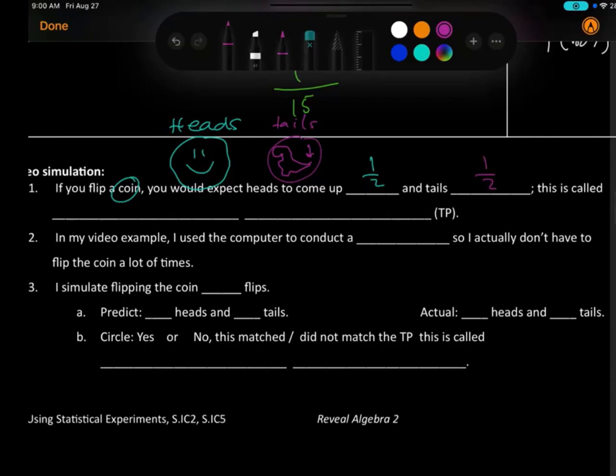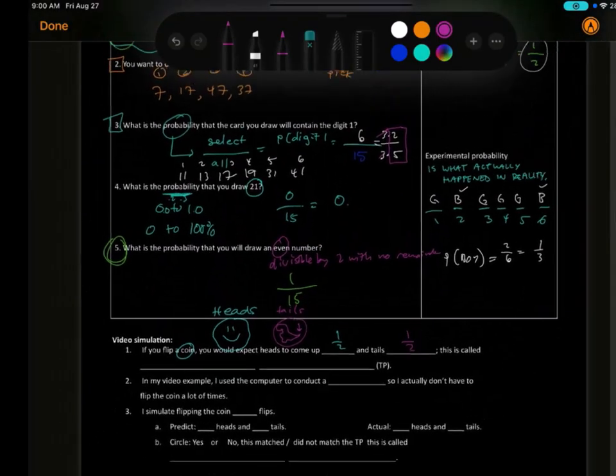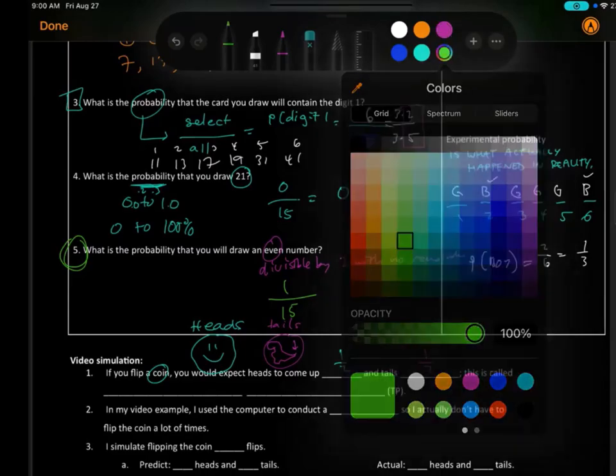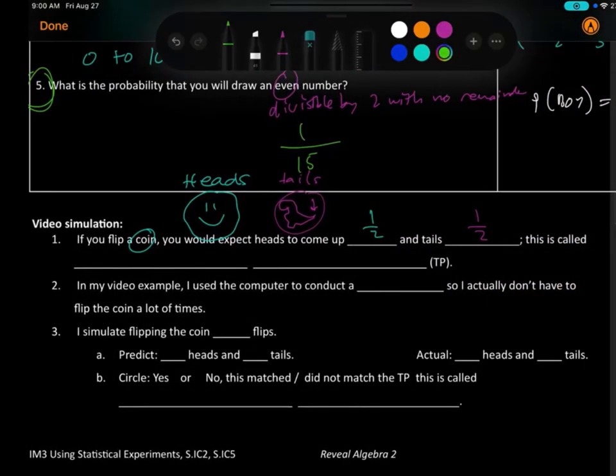And the word expect comes back in green, so let's write that in green from above. This is called what? This is called our theoretical probability. Like our TP. All right, so let's go ahead and go to my flipping of a coin.